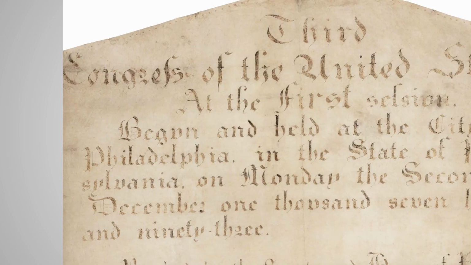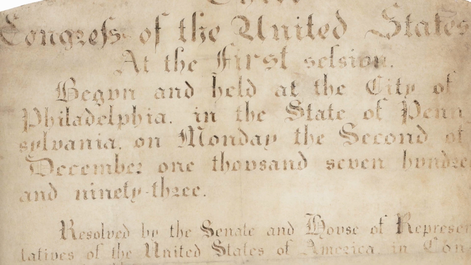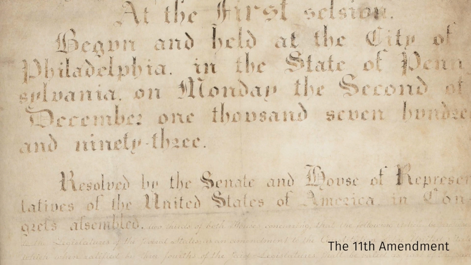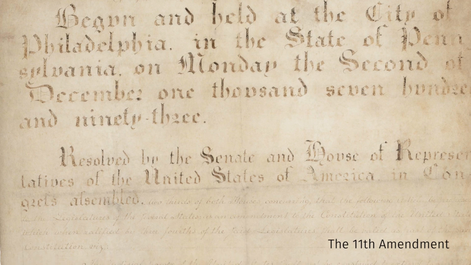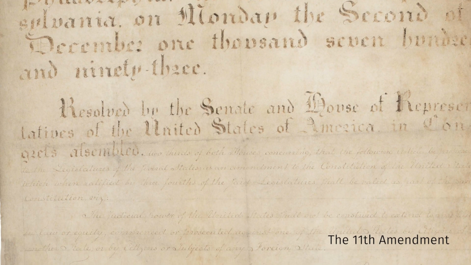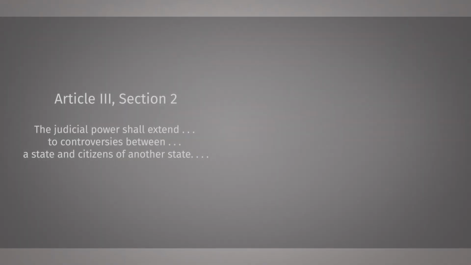Chisholm was decided in February 1793. The decision quickly became unpopular among state legislatures. In response to state displeasure, in March 1794, Congress introduced an amendment to the Constitution that would have made it impossible for Chisholm to sue Georgia. In February 1795, 2 years after the decision in Chisholm, the proposed amendment was ratified as the 11th Amendment. The 11th Amendment modified Article 3, Section 2 of the Constitution.